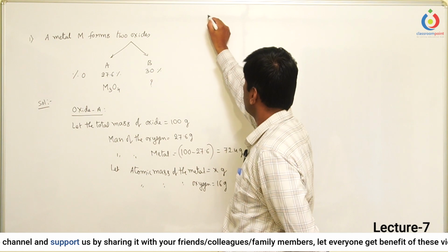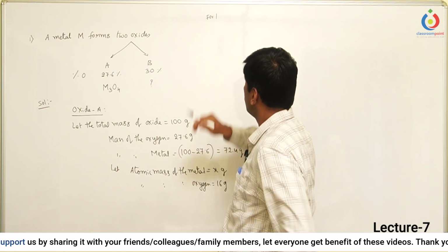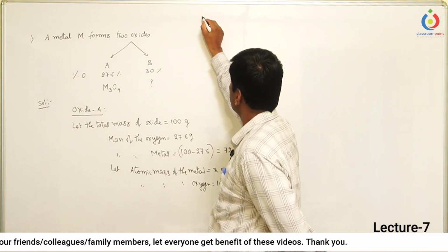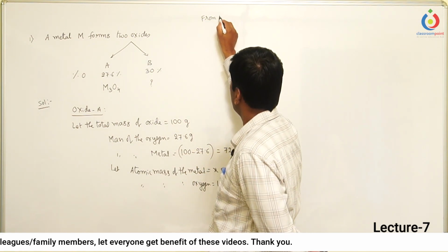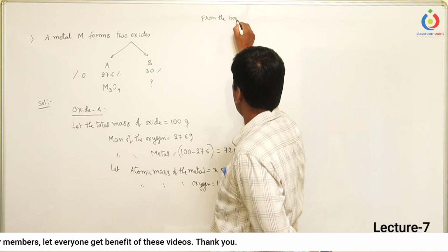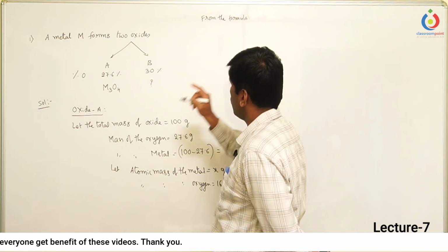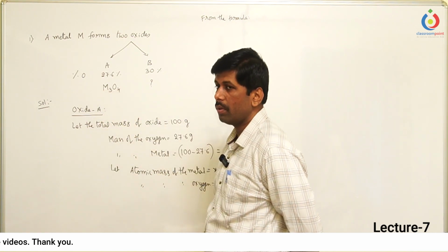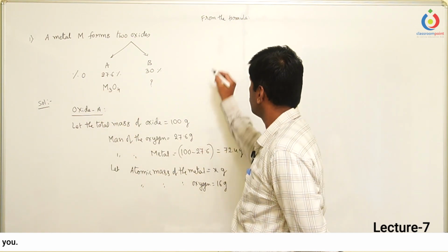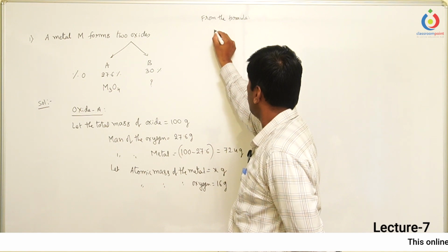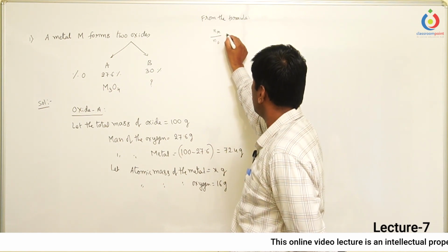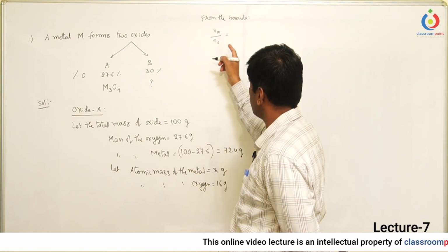From the formula, it is clearly known that 3 moles of metal and 4 moles of oxygen are present. So here, the number of moles of metal by the number of moles of oxygen, that we try to equalize.